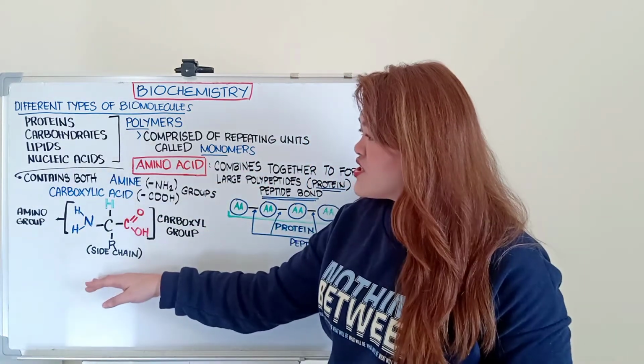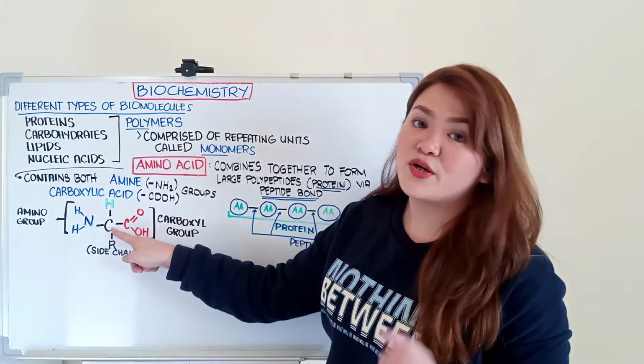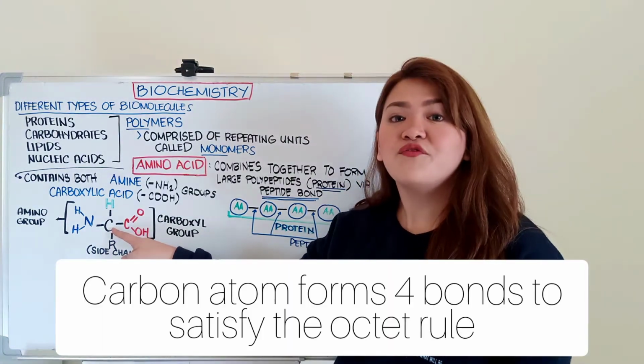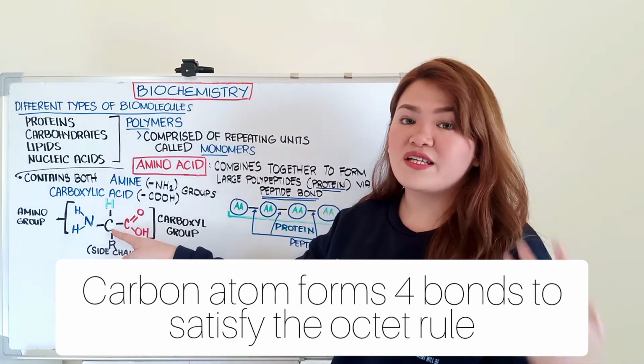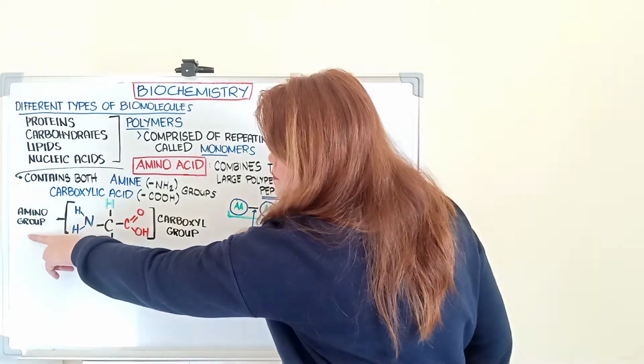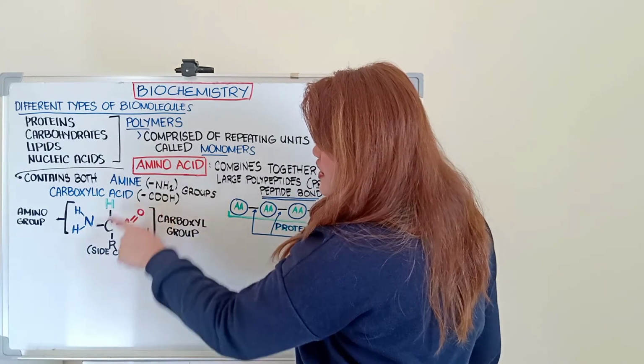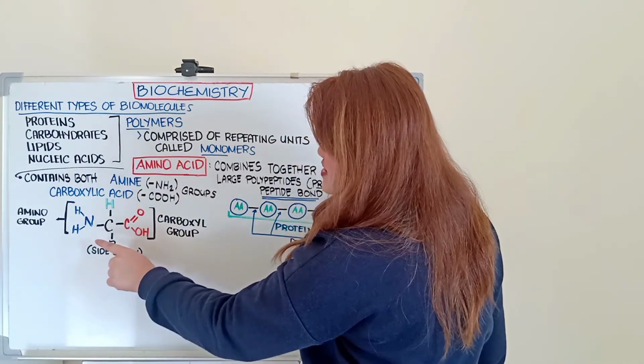So here's the general structure for an amino acid wherein we have a central carbon atom. Carbon forms 4 bonds to satisfy the octet. So we have 4 groups. We have the amino group, the carboxyl group, the hydrogen group, and the R group or the side chain.